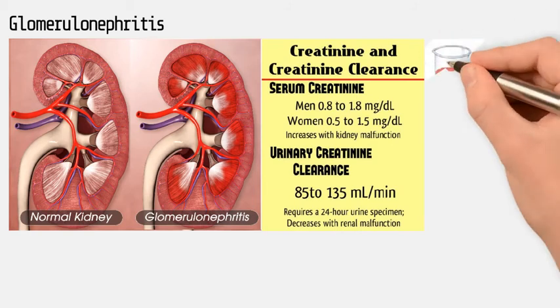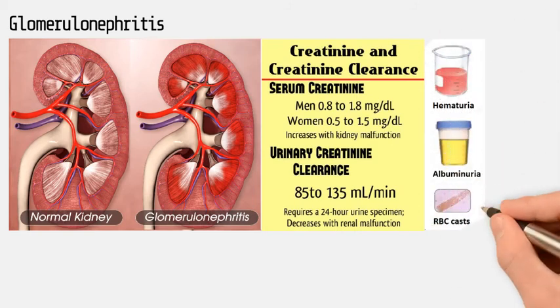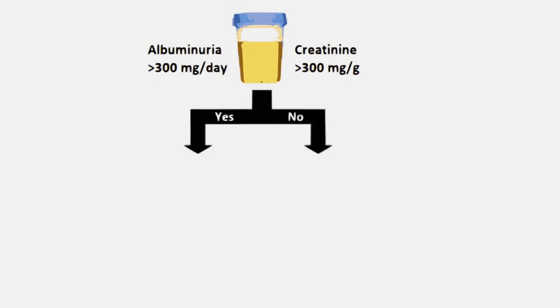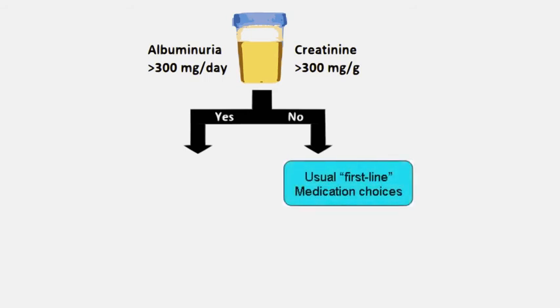In case of kidney disease you have to assess the albumin and creatinine levels in urine. In case of glomerulonephritis, there is hematuria, albuminuria and RBC casts in the urine. If the amount of albuminuria is less than 300 mg per day or the creatinine level is less than 300 mg per gram, then prefer the usual first-line medication.